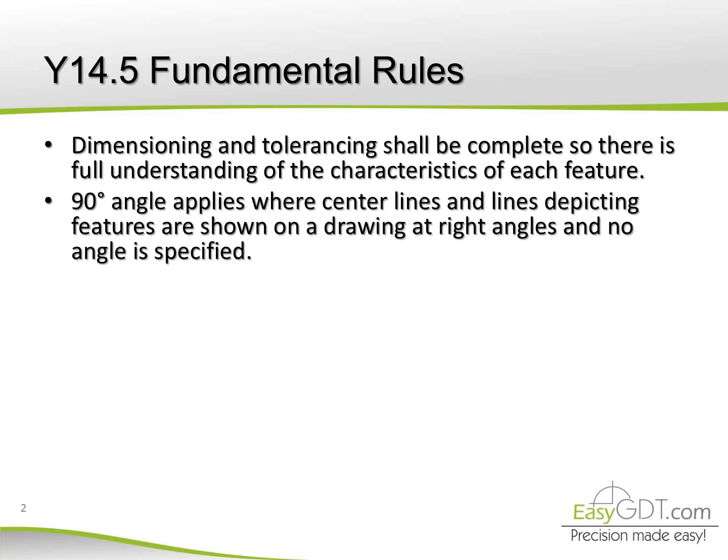90 degrees angle applies when center lines and lines depicting features shown on a drawing are right angles and no angle is specified. That's why we don't specify angles between horizontal and vertical lines.